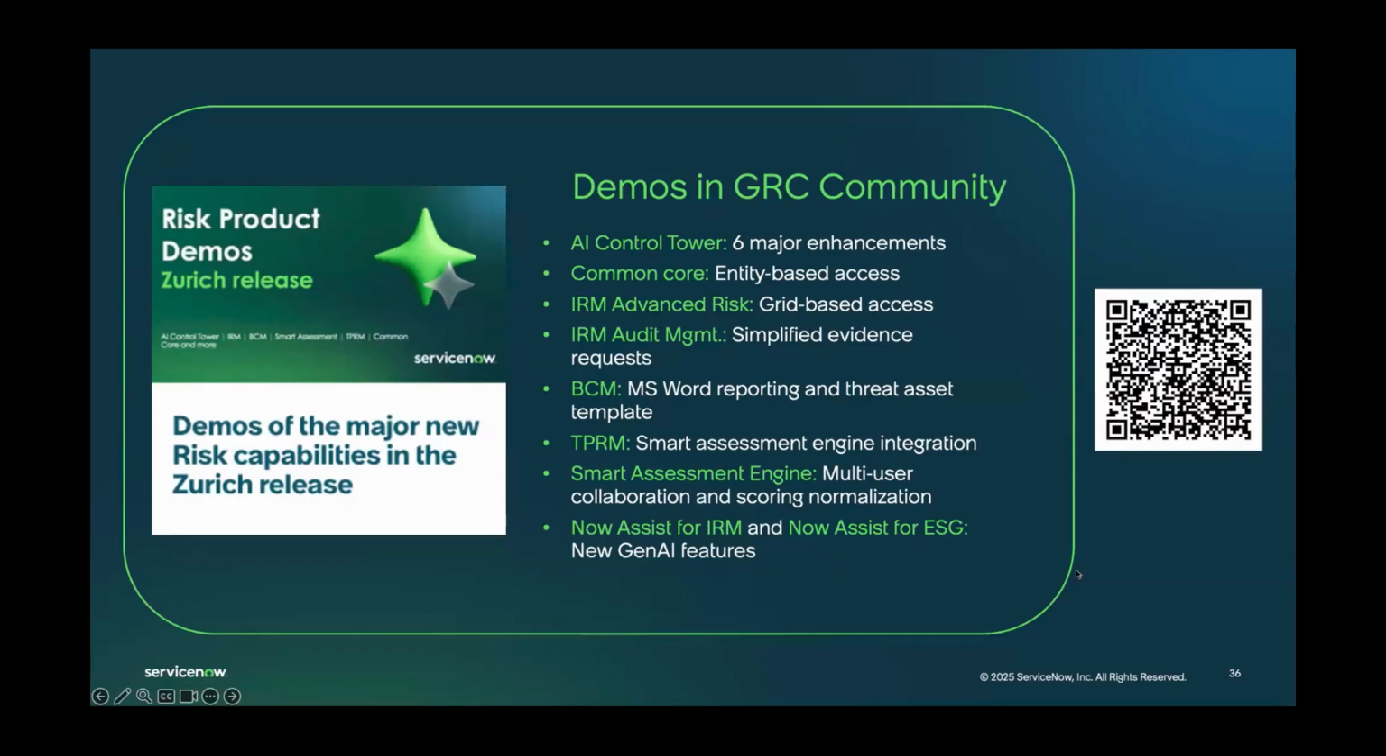Next up, the demos that we have. So for all of the risk products, we record demos of the major enhancements. So you're able to find those after the fact as well. They're going to be available in community. So you can scan this QR code, or you can just go to community and find them there as well. And so that's going to be things like we've got the Smart Assessment Engine integration for TPRM like we saw today. And collaboration and scoring normalization, like Shruti just showed you. Those two demos are both up there, as well as all of the other ones that you see listed here in terms of the new features for the Zurich release of all of our risk products.